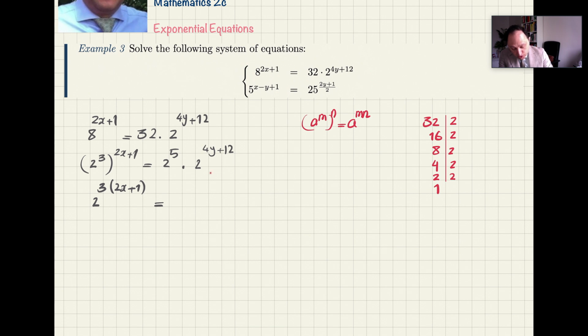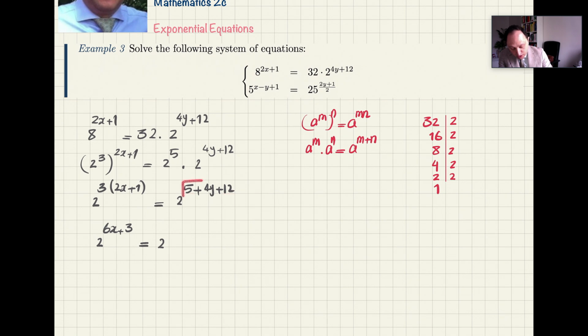Okay, here, which rule am I using? I am using this rule that if I have a to the power of m multiplied by a to the power of n, it becomes a to the power of m plus n. Okay, so then the right hand side becomes 2 to the power of 5 plus 4y. So I don't need to make it more complicated, okay? And then on the left hand side, I multiply these 3 inside, so it becomes 2 to the power 6x plus 3, and on the right hand side it becomes 2 to the power of, here I have 12 and 5.